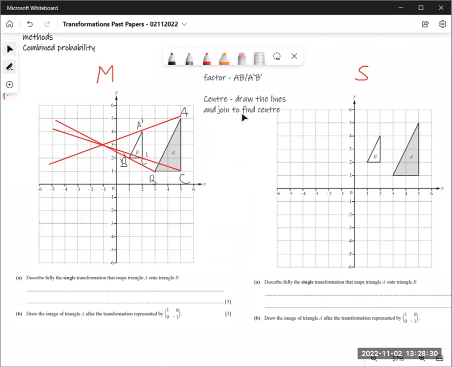Should I send the screenshot, send the photo of the answer on WhatsApp? Do it. Yeah. Go on. Hurry up.